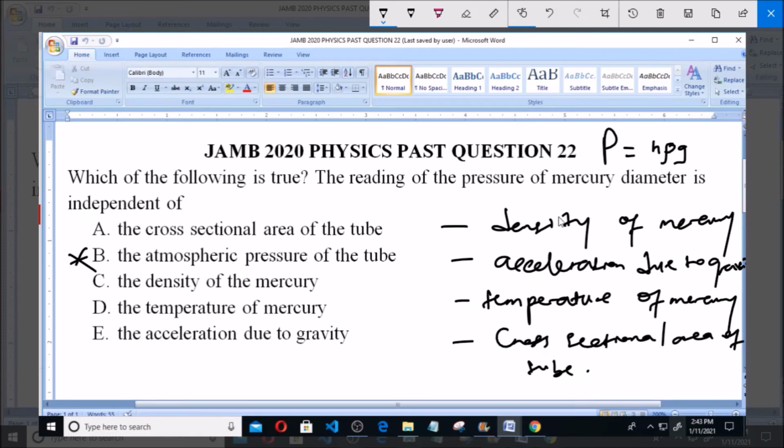The pressure of the mercury is not affected by the atmospheric pressure of the tube, making option B the answer to this question, because it is independent. It simply means that it is not affected by this. So option B, the atmospheric pressure of the tube, is the correct answer to the question.